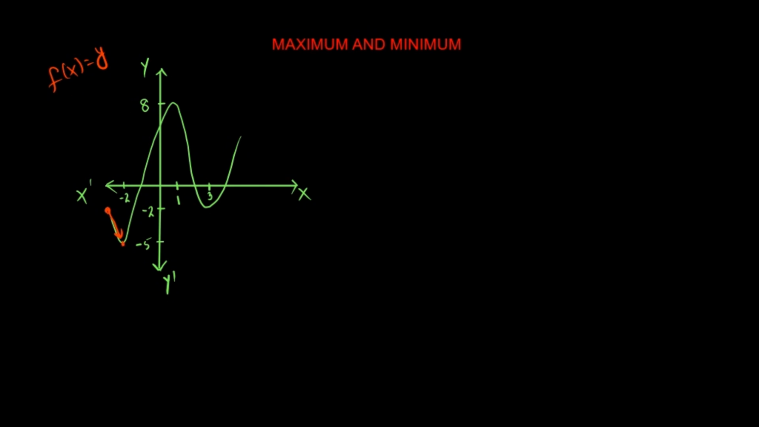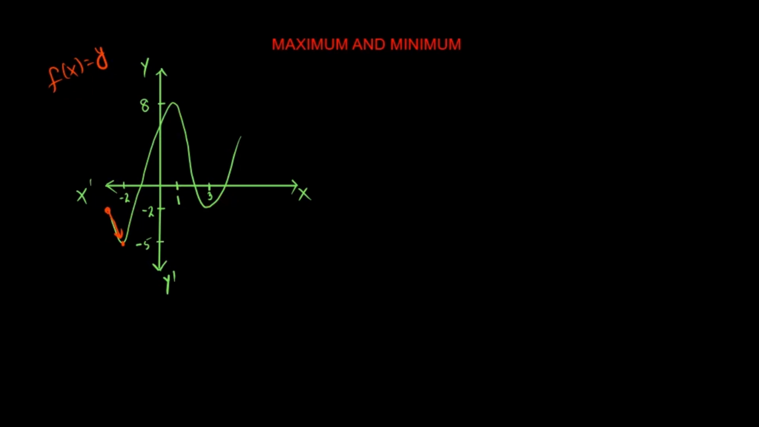This is the point where there is a bend, and after the bend, the graph is going up. That means it's increasing. At this point, there is another bend, and now the graph is going downward. It means it's decreasing. Here, another bend, after which the graph goes up, means it's increasing. These bends are called either maximum or minimum.